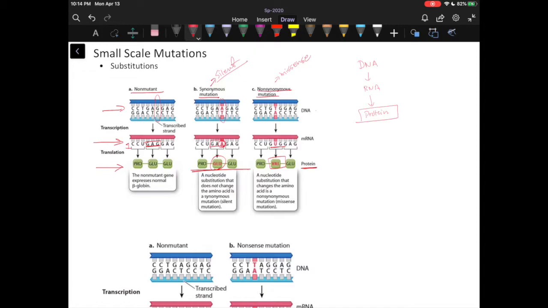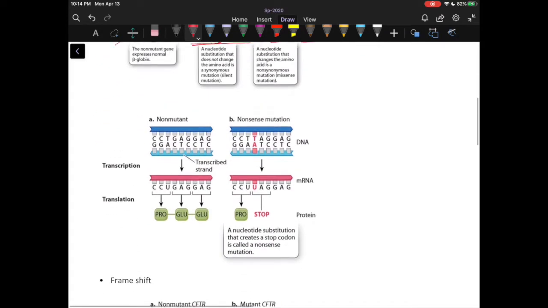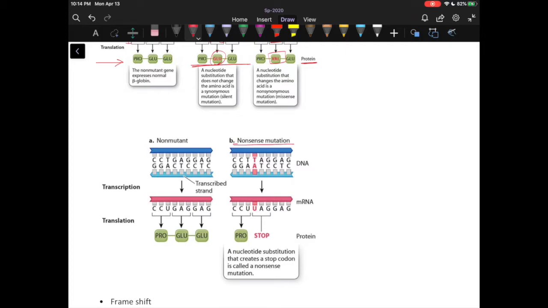Okay, so those are two so far. And then lastly, we have a mutation known as a nonsense mutation. What a nonsense mutation does is we have a different base pair in our DNA now. So instead of a G and a C right here, we're going to have a T and an A, right? And when the mRNA is transcribed, we're going to have a U here on our second codon instead of a G. And what that does, it results in a stop codon.